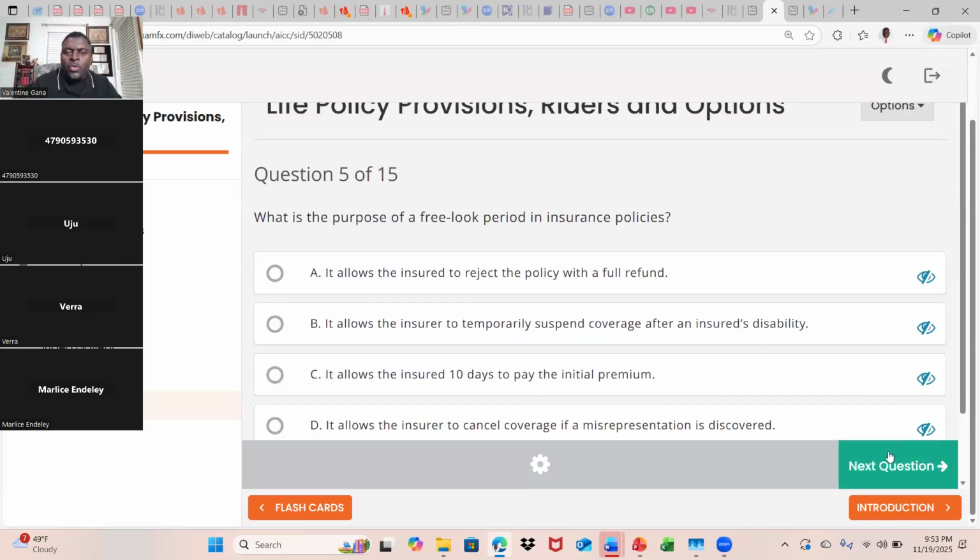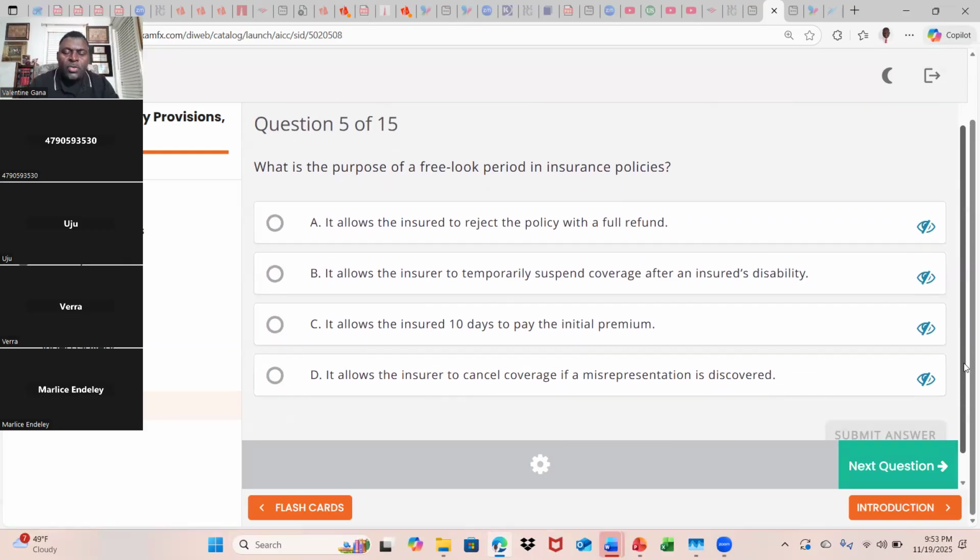All right. Next one, 5 of 15 here. Lady Oju, can you read this one? What is the purpose of a free look period in insurance policies? All right, you guys try to determine the answer here.